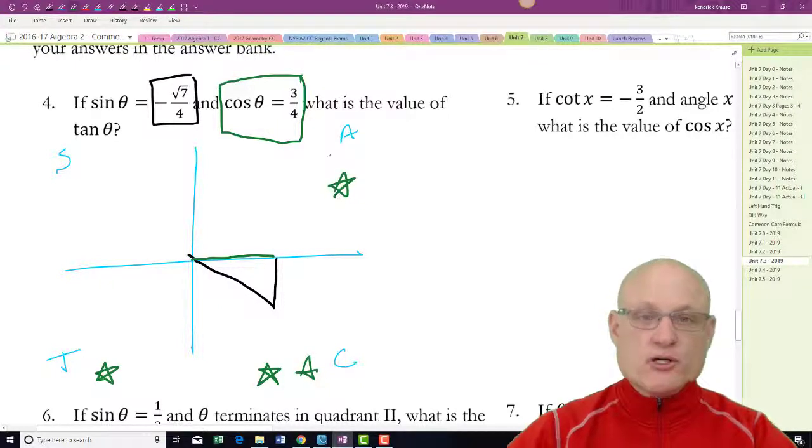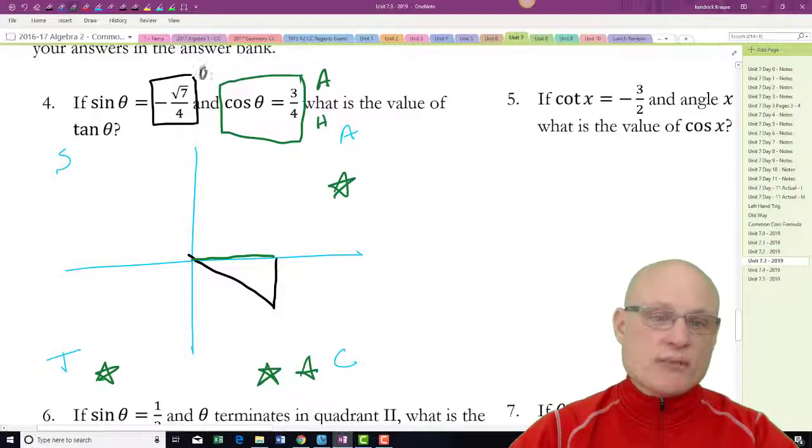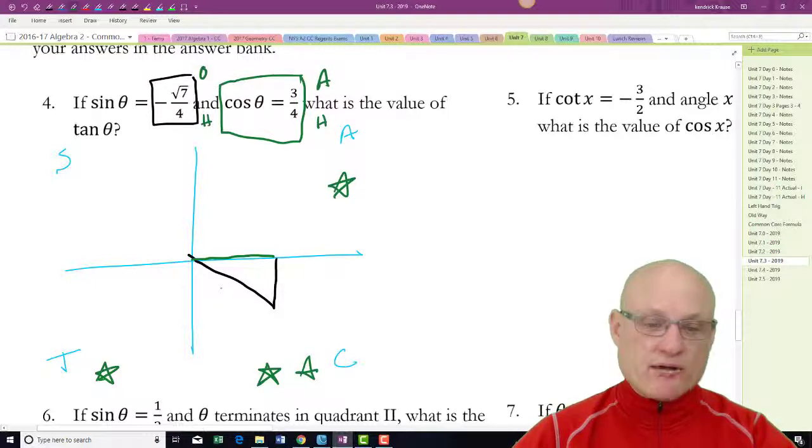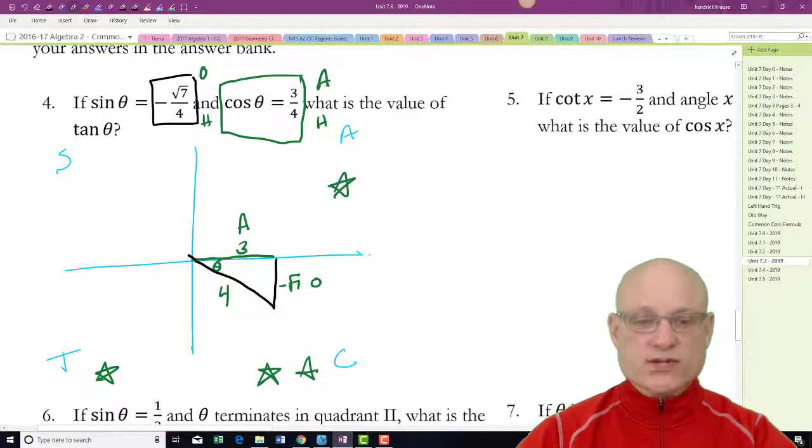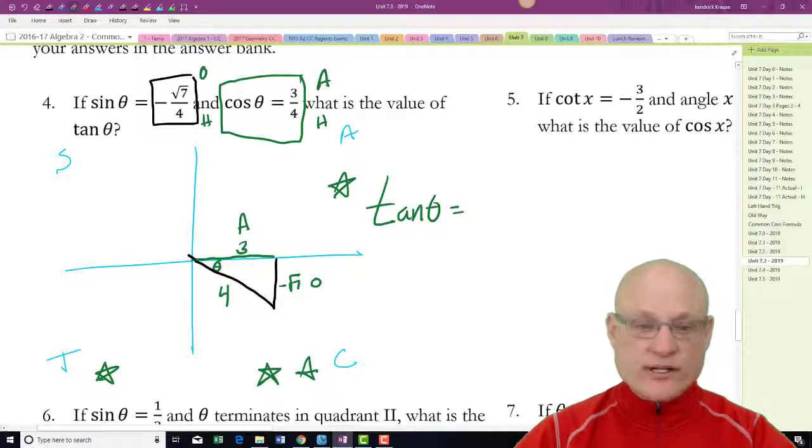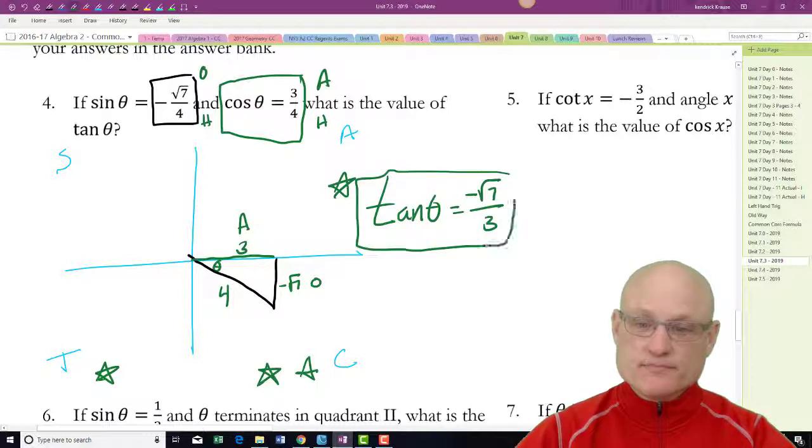Now remember, cosine is adjacent over hypotenuse. This is opposite over hypotenuse. So we know the hypotenuse is 4. Now, if this is theta, remember this is opposite and this is adjacent. So opposite is negative square root of 7. And cosine is 3 over 4, adjacent over hypotenuse. So I just want to know tangent of theta. Well, tangent of theta is opposite over adjacent, which is negative square root of 7 over 3. There's my answer.